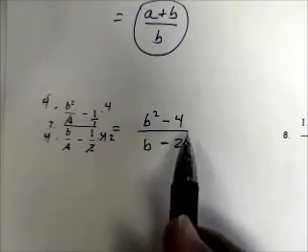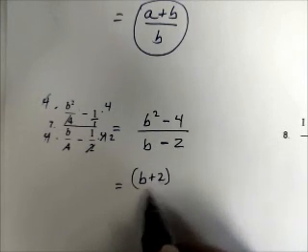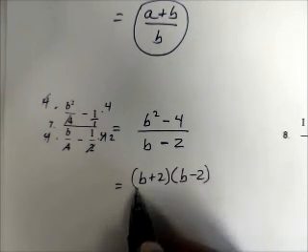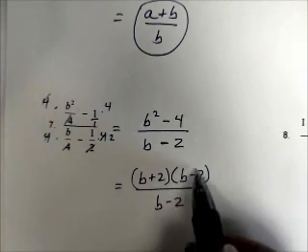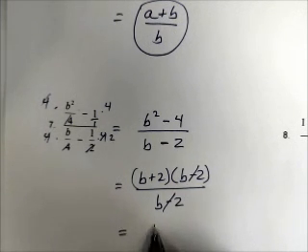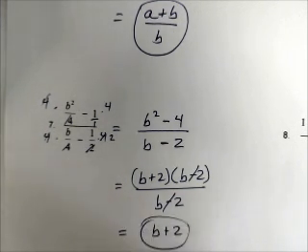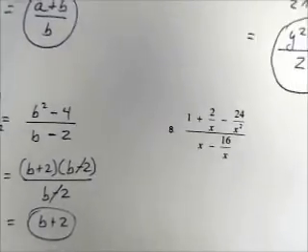Single fraction, now factor. Right? The numerator is a difference of squares. Denominator does not factor, so we copy it. But those b minus 2's are common. So that's b plus 2 over 1, which is simply b plus 2. And number 8.